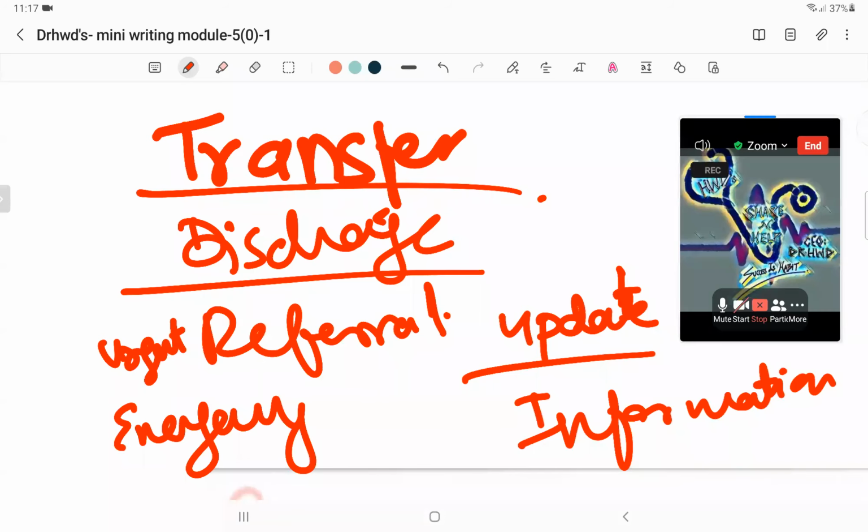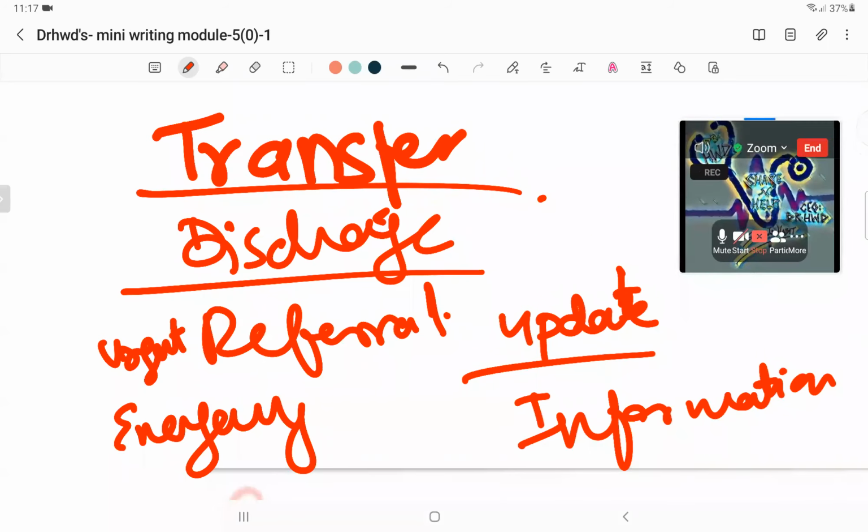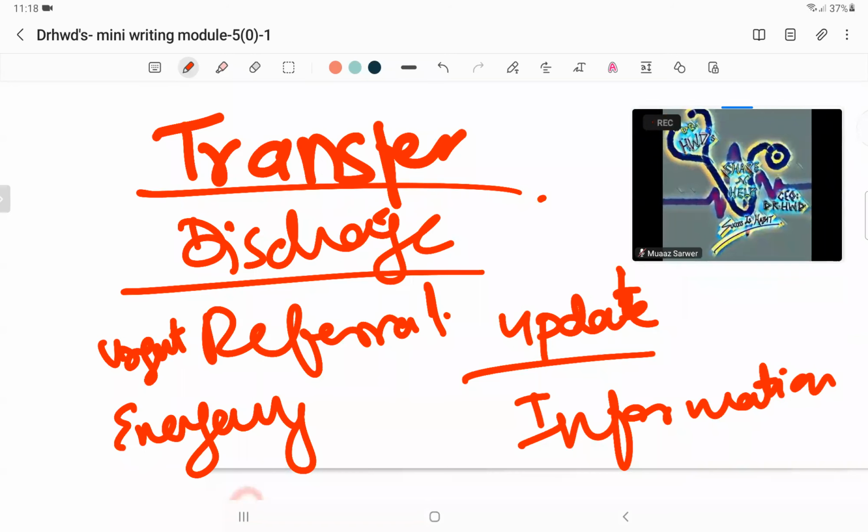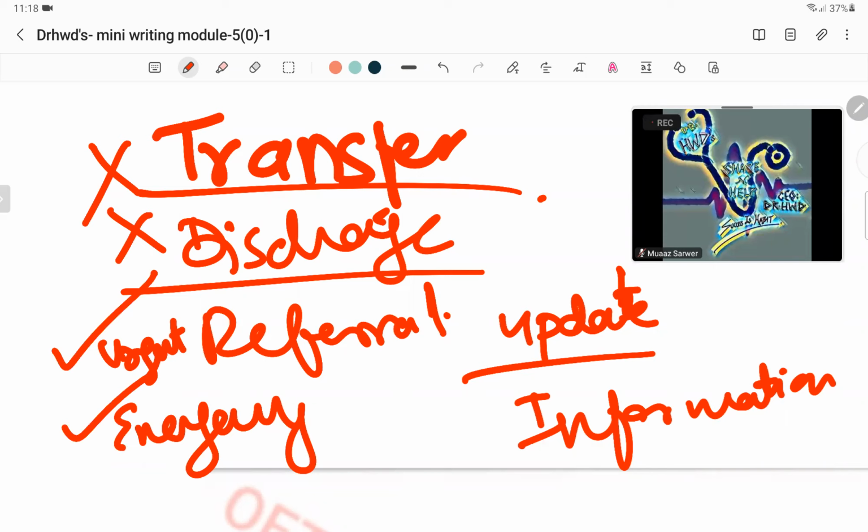That's the spectrum of the things they're saying, that they're trying to scare you, that there are 3-4 kinds of letters and you need to know each. We have learned during this whole course of around 10 to 12 days that there is no such thing as a transfer letter, there is no such thing as a discharge letter. There is a thing as urgent referral and emergency referral, there is a thing as update, there is a thing as information, right?